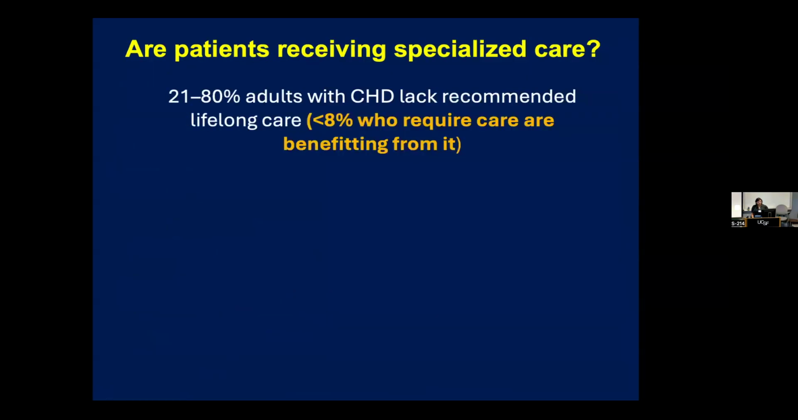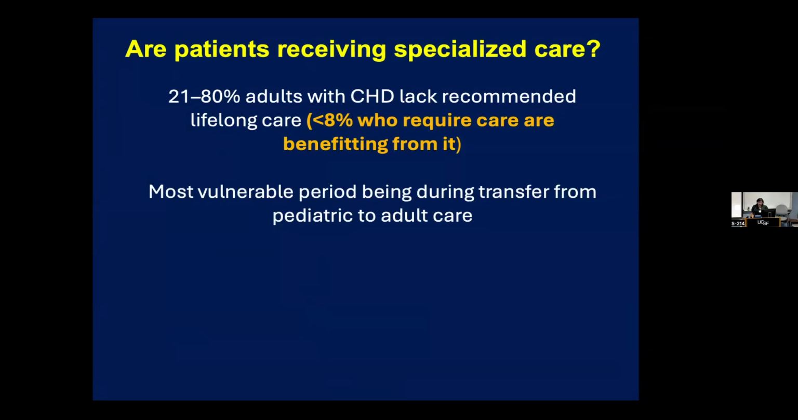So the question is, are these patients receiving specialized care? It is shown in various papers that 21 to 80% of adults with CHD lack the recommended care. Less than 8% of those who require care are benefiting from it. This was an estimate in 2016, and I don't think things have changed very much since then for these estimates to be any better. The most vulnerable period for gaps in care is during transfer from pediatric to adult care because of all the challenges we just went over.